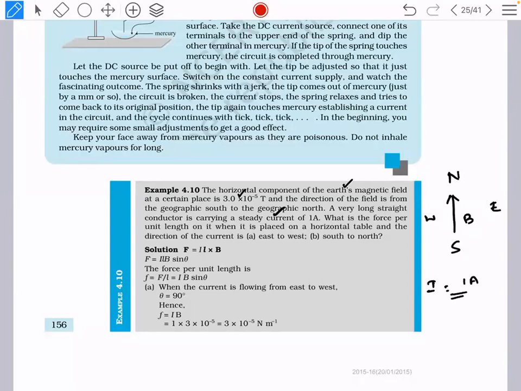What is the force per unit length on it when it is placed on a horizontal table and the direction of current is from east to west in the first case, and in the second case it is from south to north? So this is the direction of current. There is a current carrying conductor placed here, and this is the direction in which the magnetic field is there. So how to proceed, guys?